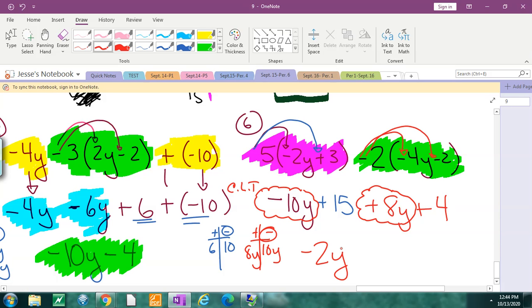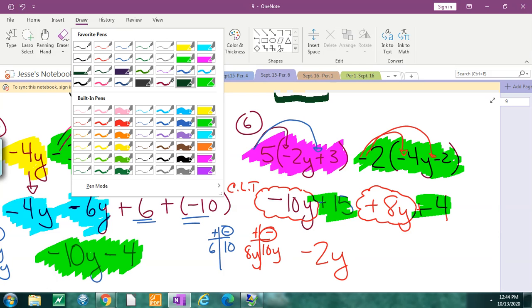Oh, yes, we get negative 2y. What about the constants? Let's go ahead and do the 15, and we're gonna do the plus 4. What's 15 plus 4? Yeah, that's 19. Very good.